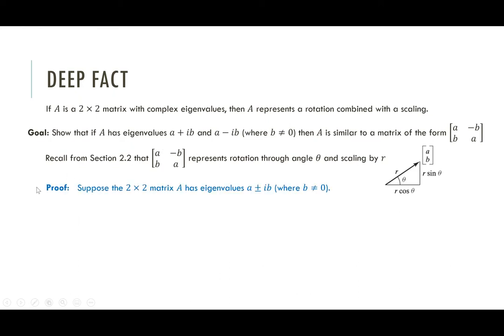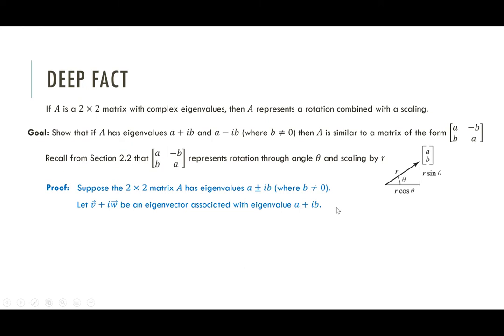Let's prove it. Let's get our hypotheses on the table. Suppose we have a 2 by 2 matrix A, and it's got complex eigenvalues a plus and minus ib. Well then, a plus ib has some eigenvector associated with it. It's got to be complex. And so let's call it v plus iw, where the entries of v and the entries of w are real. So v plus iw is going to be the eigenvector associated with eigenvalue a plus ib.